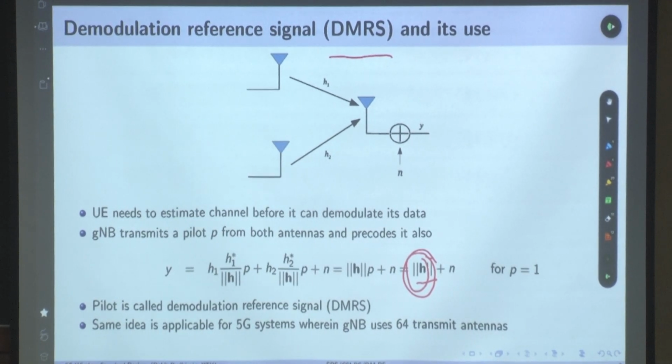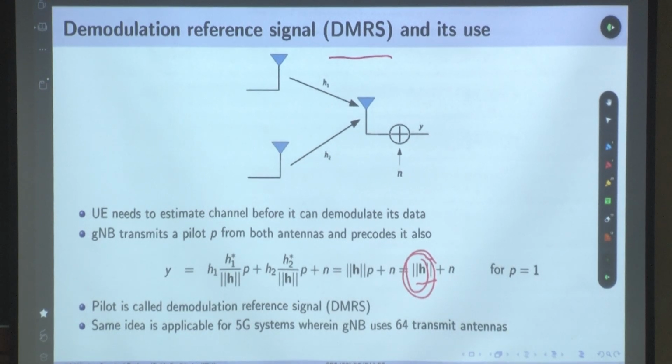So in this case it might look like the DMRS is redundant, but it is actually not, because the MCS was estimated using slightly old channel information, whereas the DMRS gives you the instantaneous, precise channel information which the user can use to decode its data.